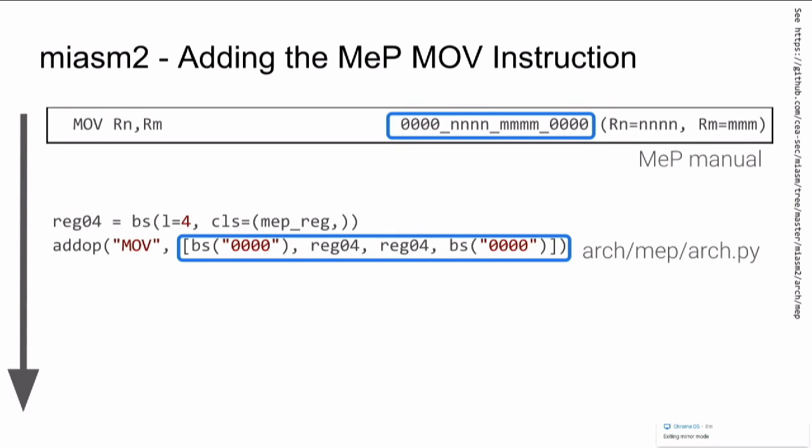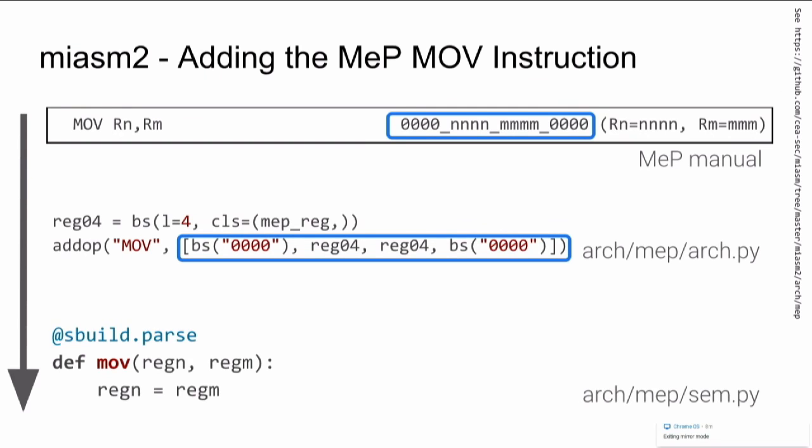Next thing we want to do is implement the mov semantic with MyASM. Again, that's really simple. You just need to implement a mov function in Python, and this one takes 2 parameters and assigns one register value to another.